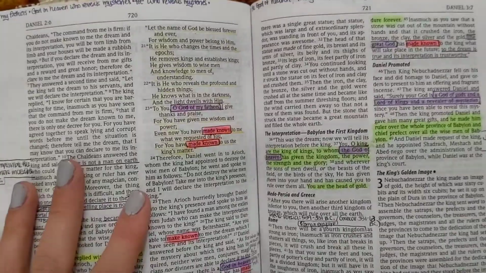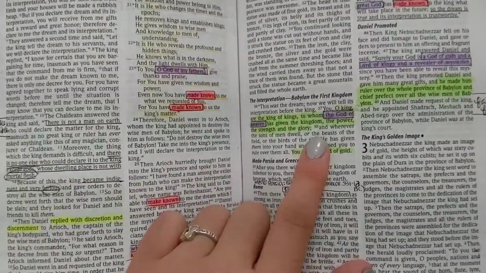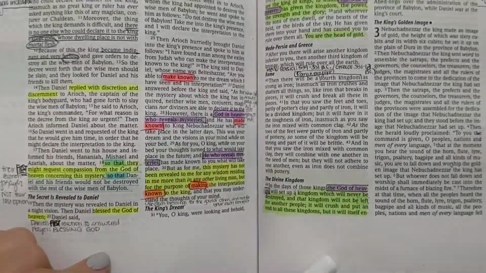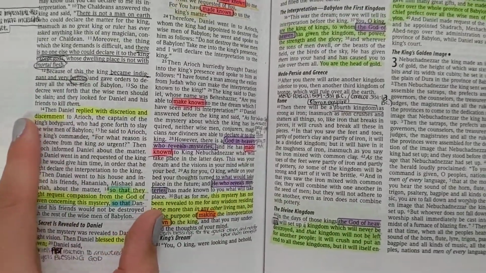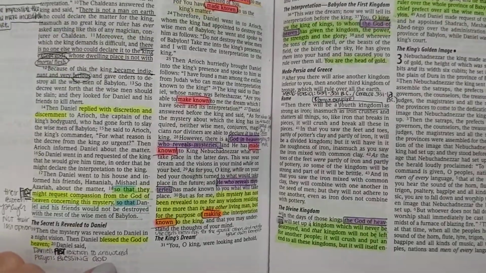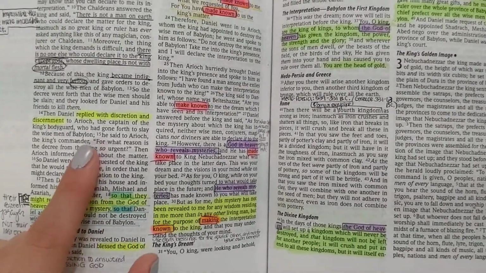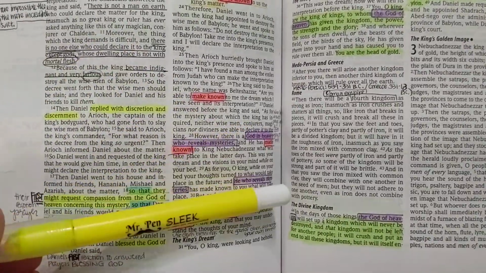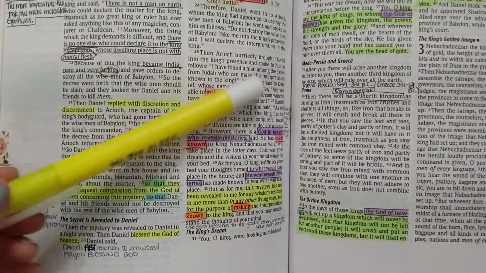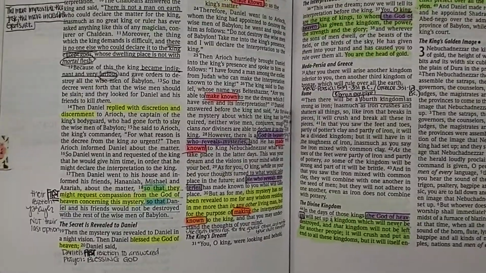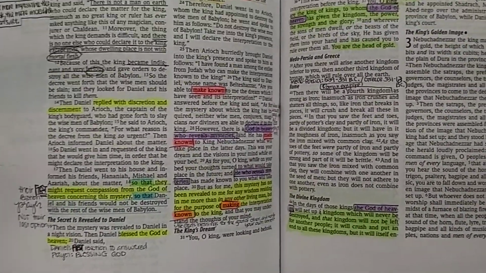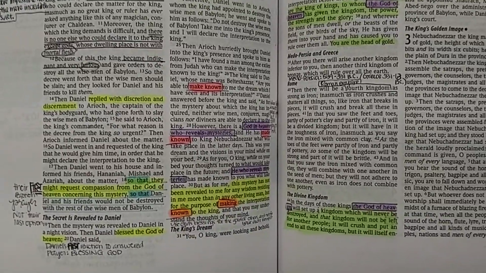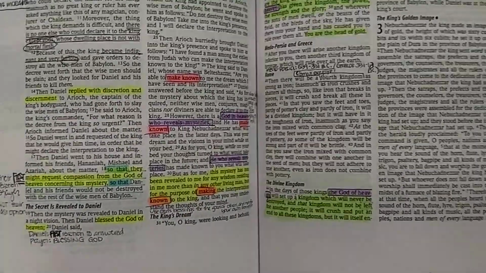Here you can see I'm in Daniel, and there's green, pink, and yellow. Anytime that a verse sticks out to me, or a phrase, really anything that doesn't have a category, I use yellow, just like you would a regular highlighting color. Nothing super specific, just anything that catches my attention and I want to be able to find later on.